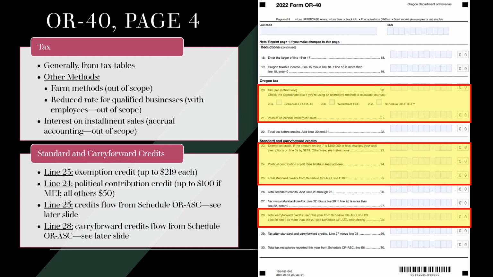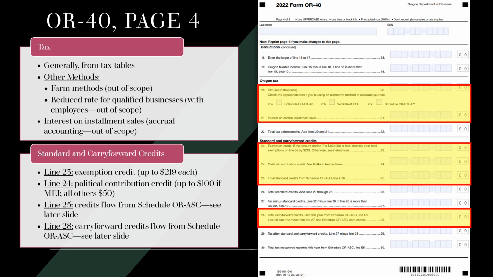Just like we learned for federal income tax, this generally flows from tax tables. There are other methods of calculating tax that could result in a lower tax amount. However, these methods would only be applicable for returns that are out of scope for the VITA program.